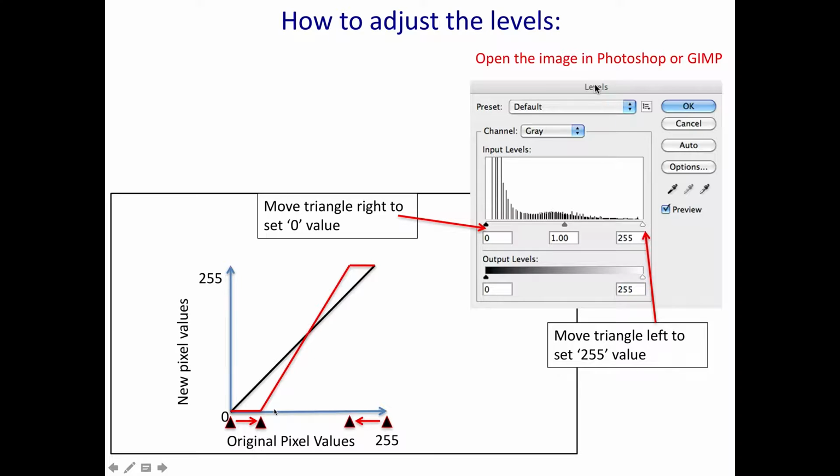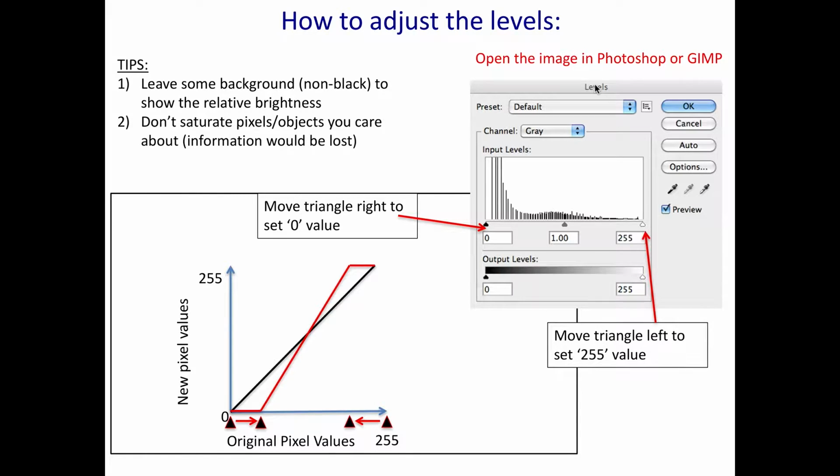And then you're going to remap all those other pixels linearly in between those 2 new endpoints. And some tips here are, when you're moving that left triangle right, leave some background, some non-black, to show the relative brightness of your object of interest compared to everything that's around it. I'll show you that in a second.